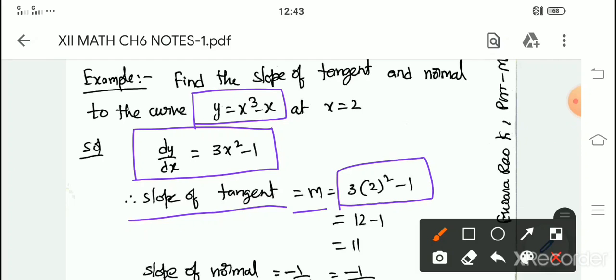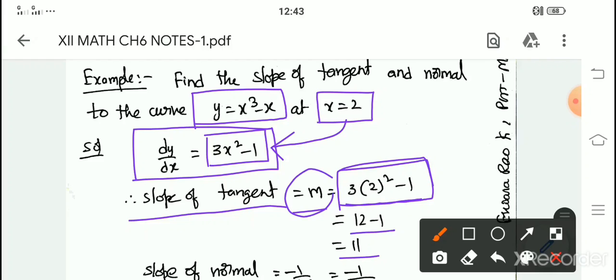How did we get this? See, it is 3x square minus 1. So what is the value of x given? 2. So substitute that x value in this. Then 3 into 2 square minus 1, then 12 minus 1, 11. So that is the slope of the tangent m.